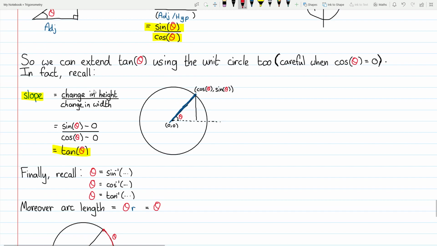And if you recall the slope function, this is going to be the slope of the line, which is the change in height divided by the change in width. The change in height is going to be sine of theta subtract 0, and the change in width is going to be cosine of theta subtract 0. So the slope of the radial line is tangent. So cosine is the x width, sine is the y width, and the tangent is the slope.